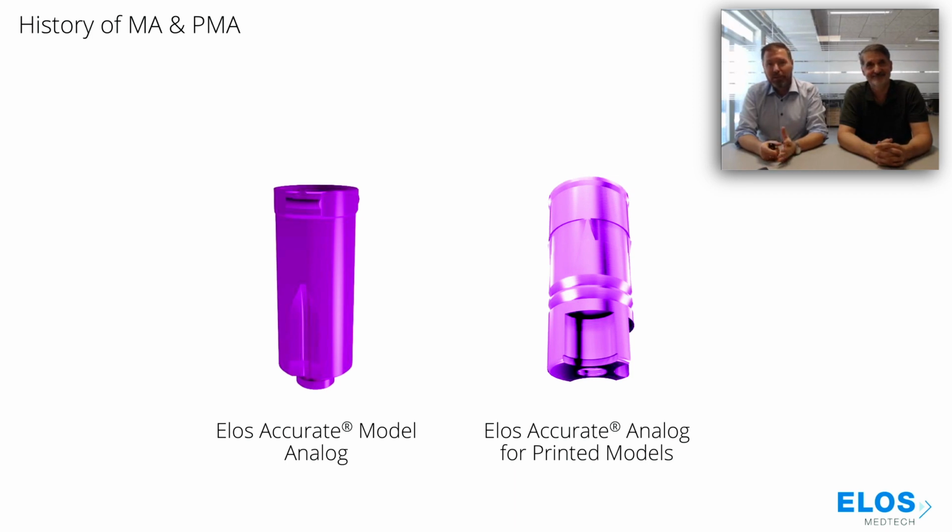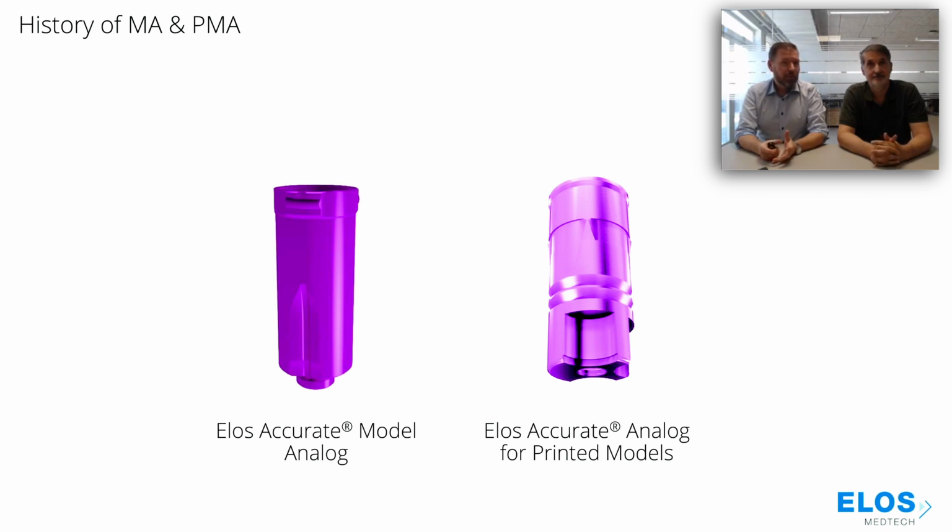We started with the MA version, and if you look at the design of these two, they are quite different. The MA is more or less a cylinder. It has a small notch for rotational lock, and at the top it has small bumps that give a click feature, so you can click it into the model. If you look at the PMA, it's way different. It's more detailed, with a lot of details on it, and more complicated to manufacture.